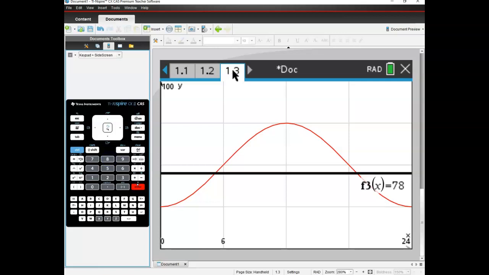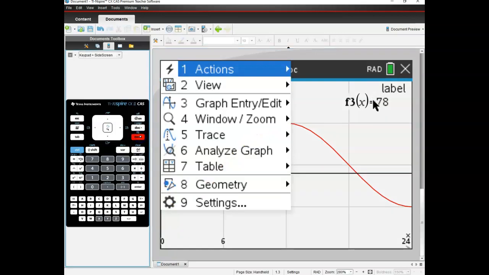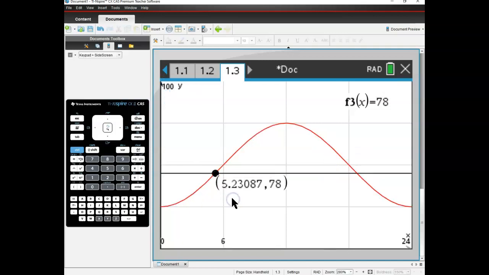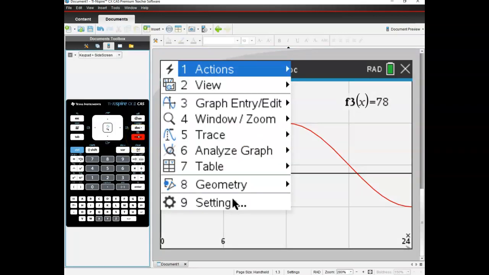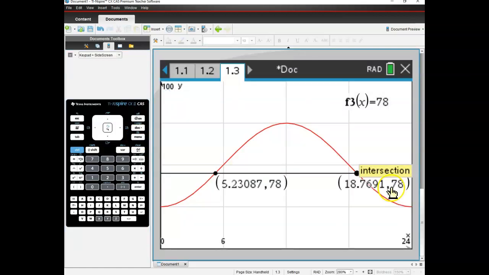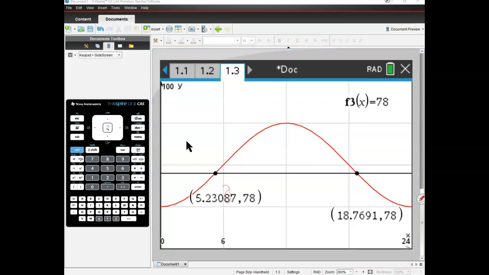So it's going to place my 78 degree line on there, and I know that when I say menu, analyze graph, intersection, I'm going to go from there to there, so I can see these. Now these were not to be rounded because they're times, right? So that would be 5.231. Yes, remember, gotta look, that's 5.231 and 18.769.